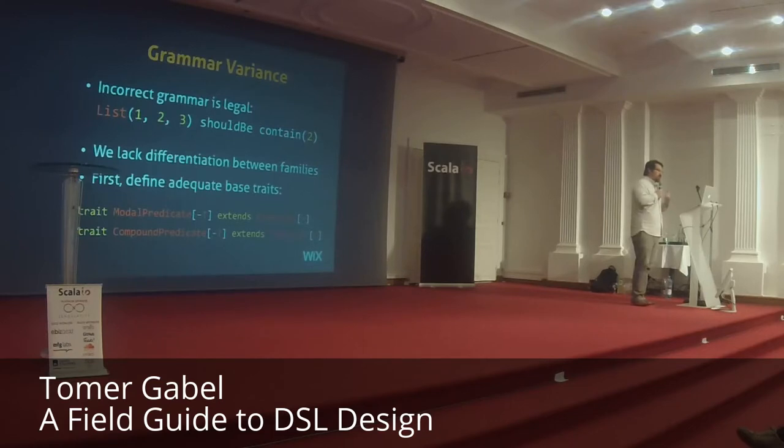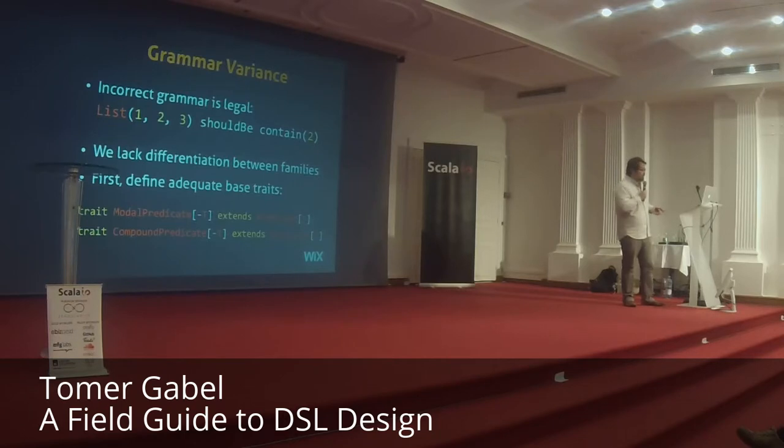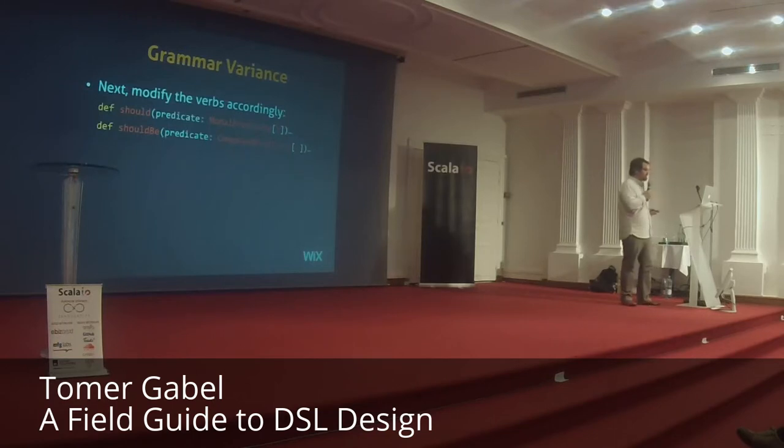The way we solve this is, first of all, we need some way to differentiate between them at the type level. So we add two traits. One is called a modal predicate, the other is called a compound predicate, that derive from our earlier predicate structure. Next, we modify the verbs so that should only takes modal predicates and should be only takes compound predicates. In order to enforce this decision, because up until this point anyone could take a predicate, derive from it, and that's that, we want our users to have to pick.